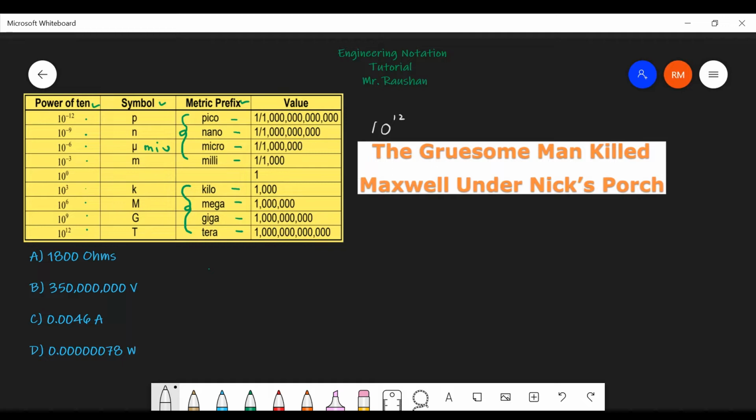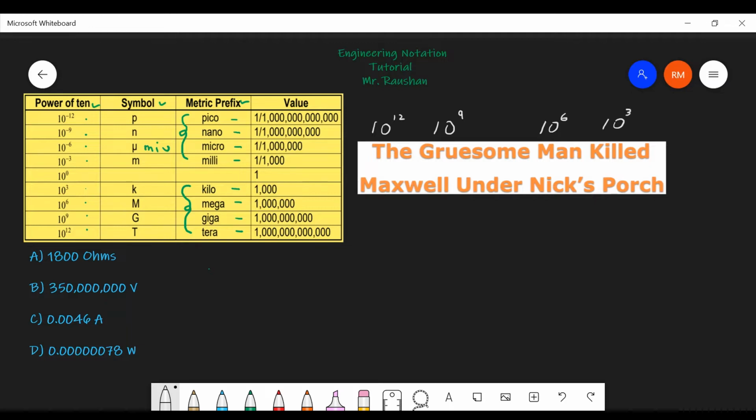Gruesome is giga. The value for this is 10 to the ninth. These are all positive notations. Man is mega, 10 to the sixth. Killed, K, is kilo, 10 to the third.